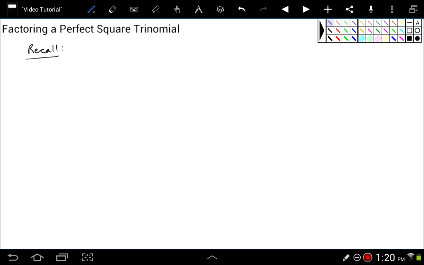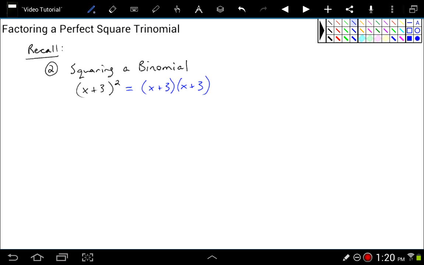So recall number 2, how to square a binomial. Let's say we have x plus 3 squared. If I wanted to simplify that or multiply it out, I would think of it as x plus 3 times x plus 3. And I'm going to help you remember some things here. This is going to be a trinomial.